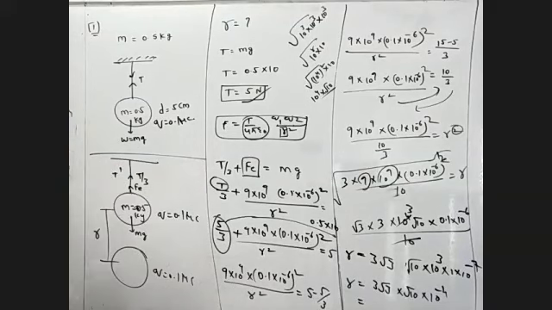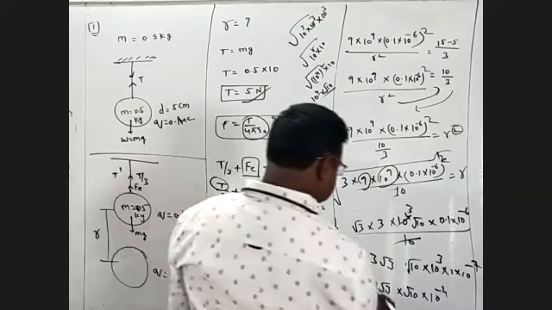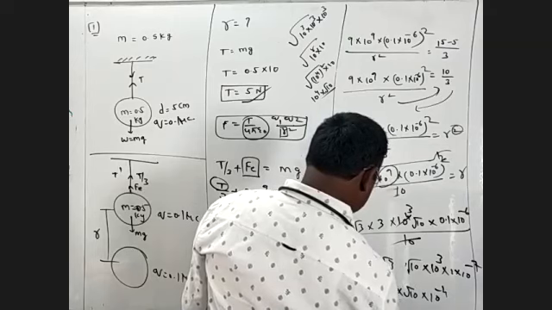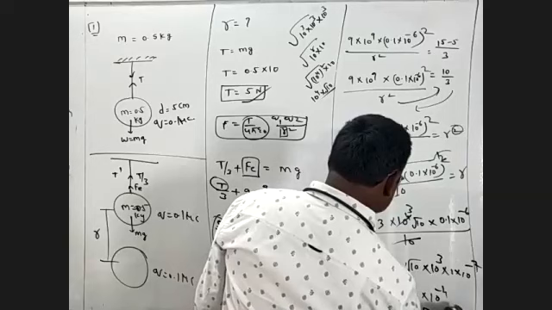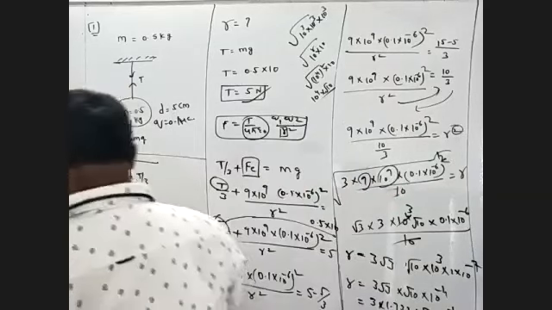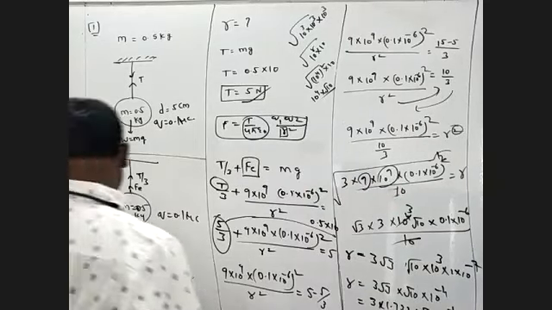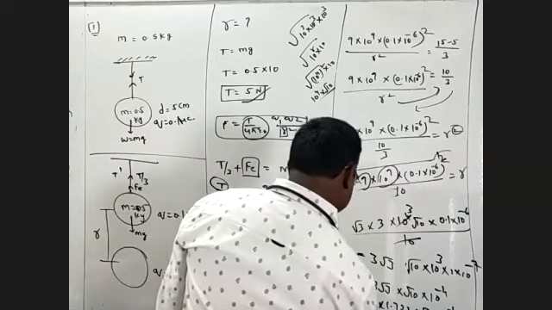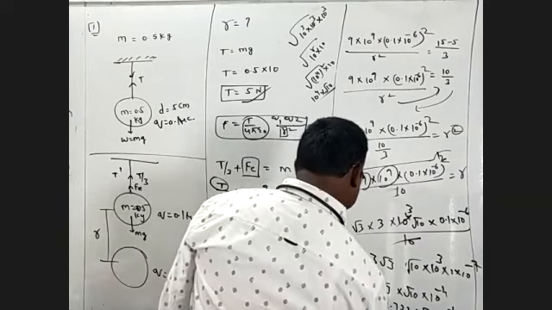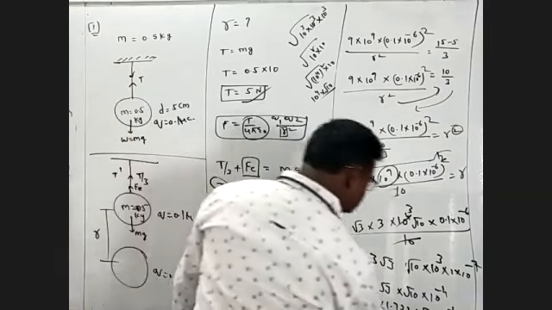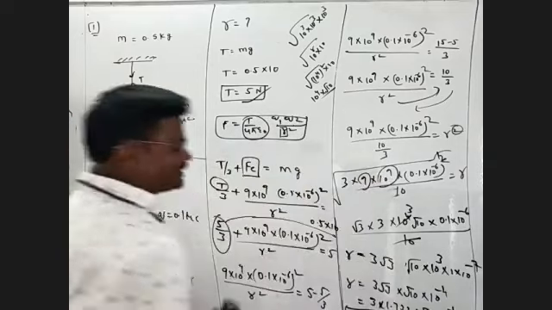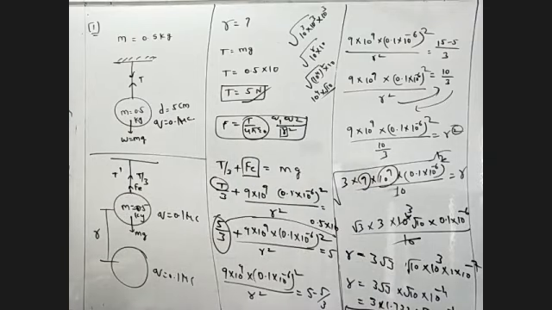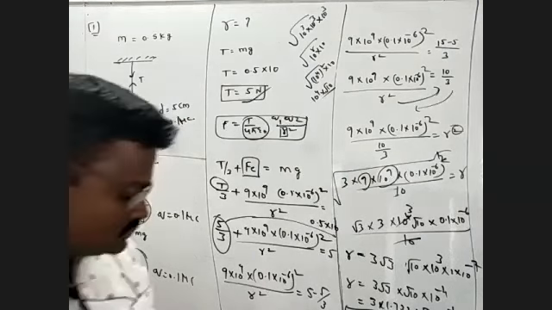3 root 3 means 1.732, and root 10 is 10 power of minus 4. Your value is 0.52 into 10 power of minus 2 meter. That is your answer. Now you can check it.